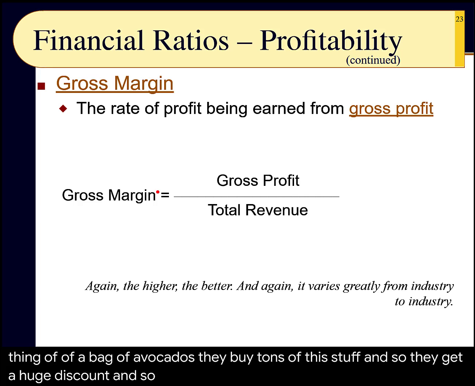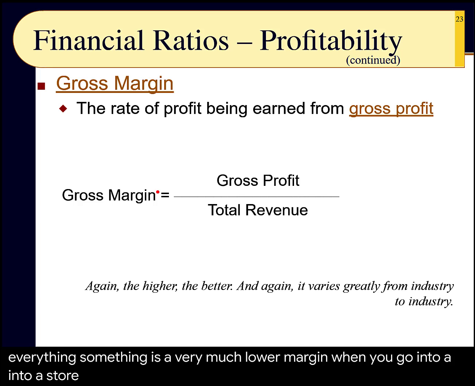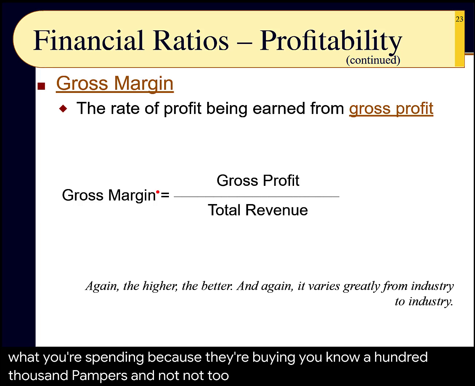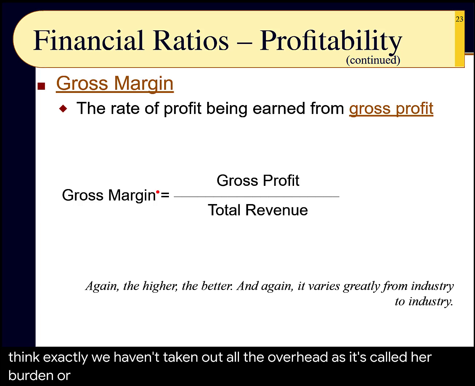And so when you go into a grocery store, and not everything, some things have a very much lower margin. When you go into a store, it's typically that they are spending about 30%, 40% less than what you're spending, because they're buying 100,000 Pampers and not two. And so that makes sense. And you think, well, that's not fair. Well, wait a minute. We haven't taken out all the overhead, as it's called, or burden, or SG&O, sales, all the expenses it takes to run the place.